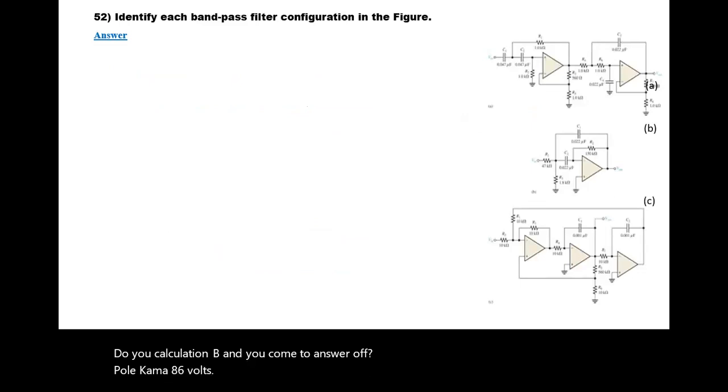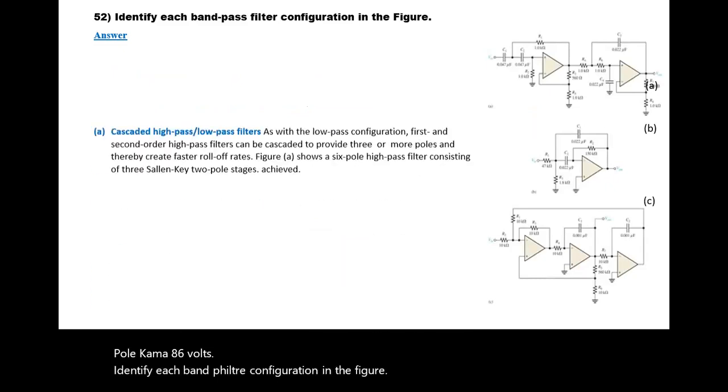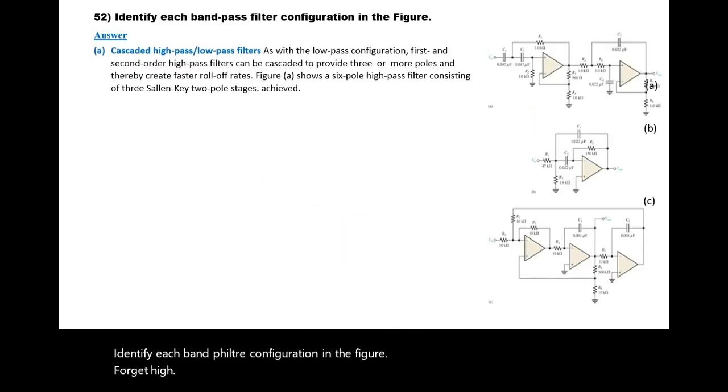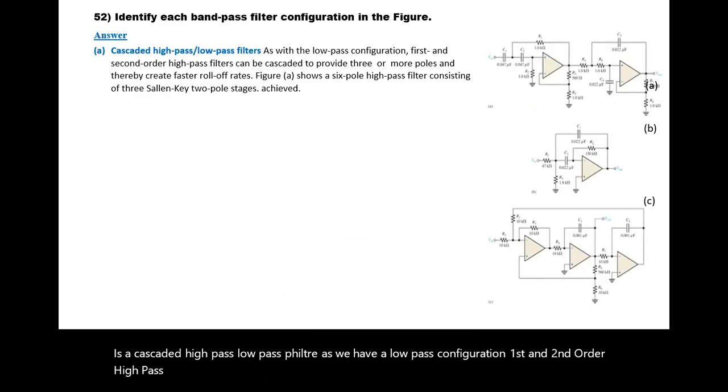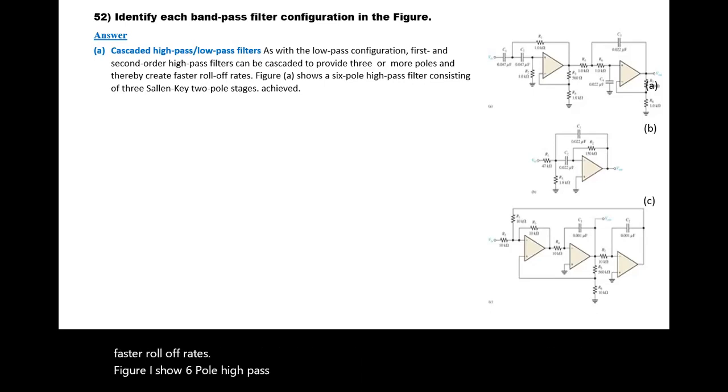Identify each bandpass filter configuration in the figure. Figure A is a cascaded high-pass, low-pass filter. As with a low-pass configuration, first and second order high-pass filters can be cascaded to provide three or more poles and thereby create faster roll-off rates. Figure A shows a 6-pole high-pass filter consisting of three Sallen-Key 2-pole stages cascaded.